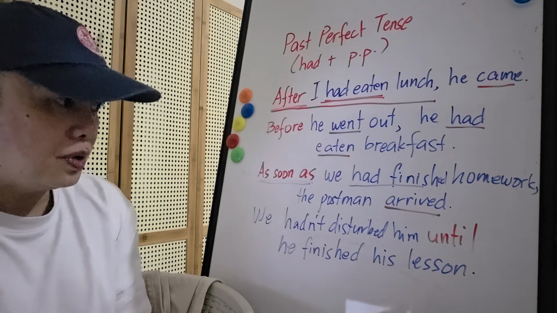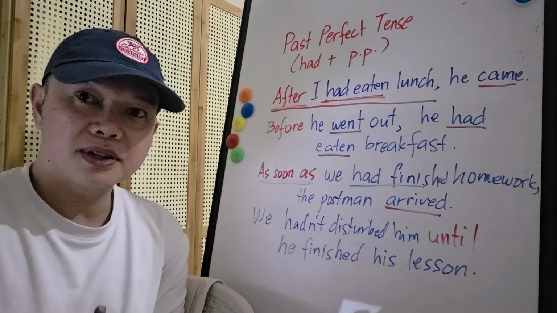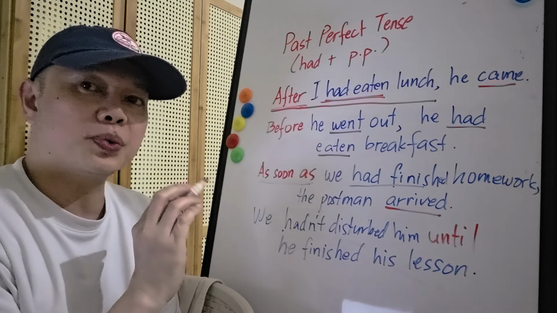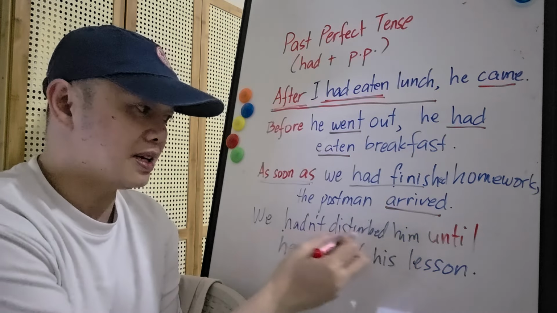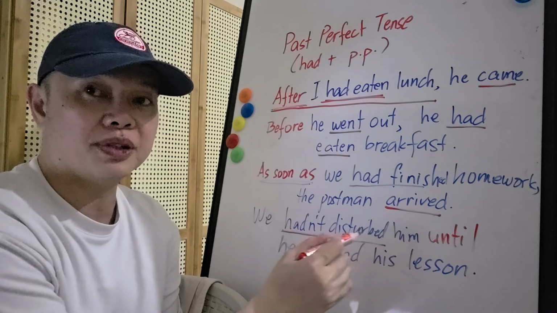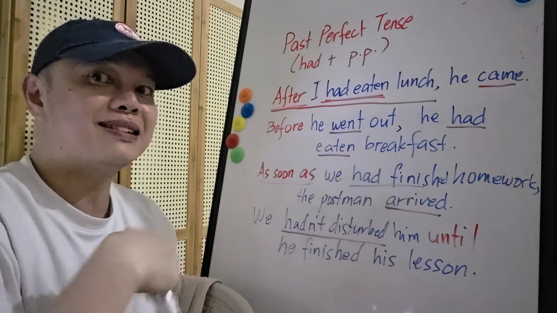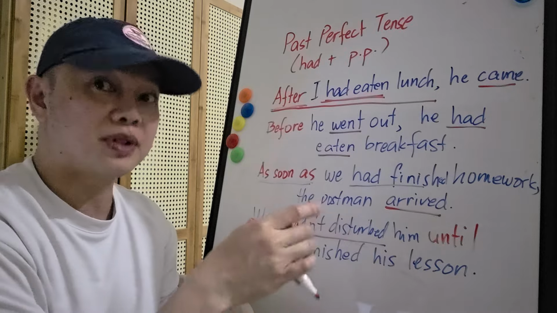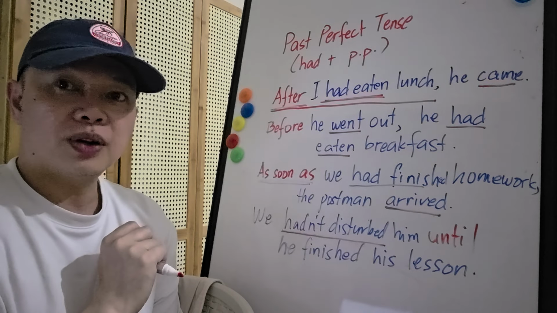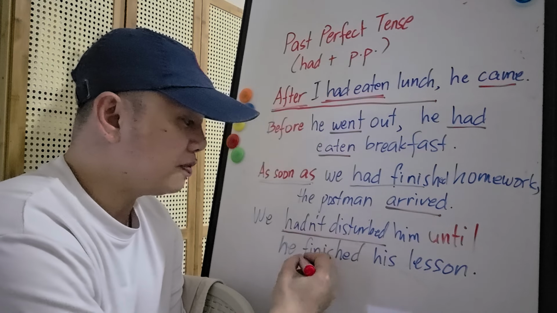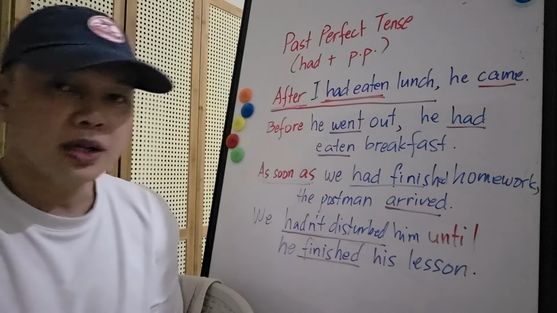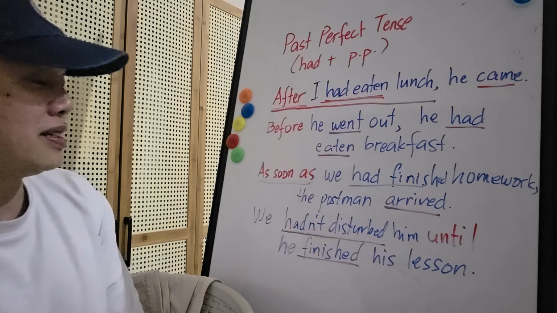Okay, so which one happened first? Of course, this one didn't happen first. You might feel it's weird or strange because it is in a negative form. This is what happened first, meaning the not disturbing him happened first, before the finishing of his lesson happened next. And this is used with the temporal conjunction until.